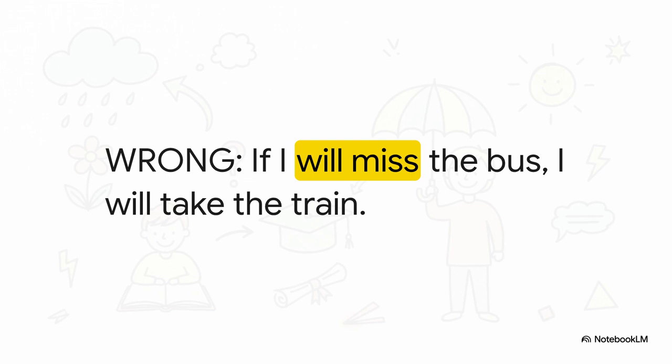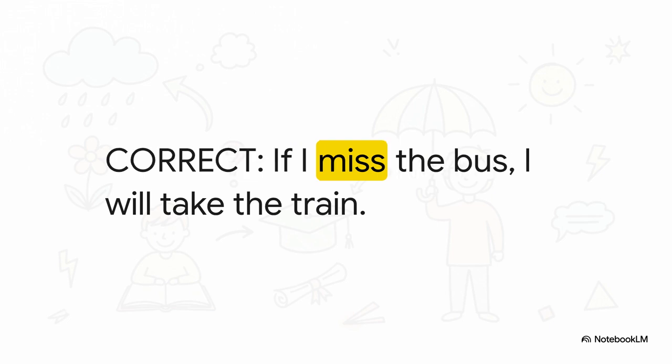But in English, you absolutely cannot do this. The correct form is always, if I miss the bus, I will take the train. Always, always keep the present simple inside the if clause. I miss, I am late, you drink. Just lock that if clause in the present tense and save the will for the result.